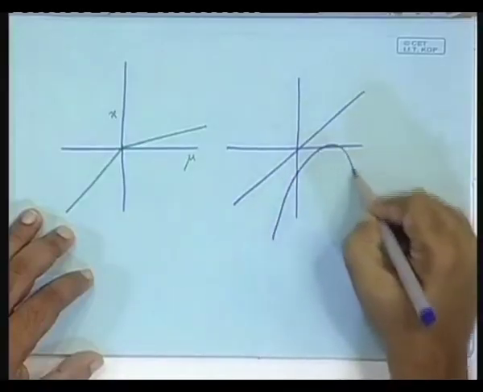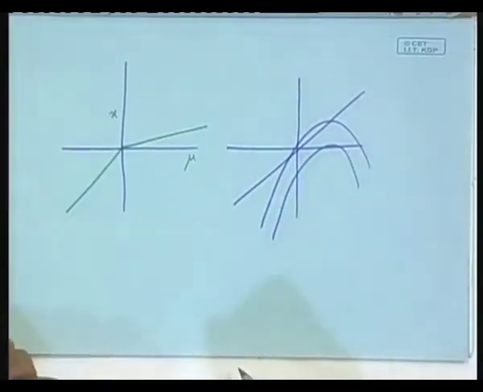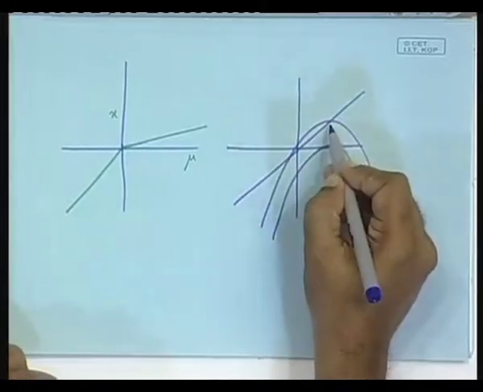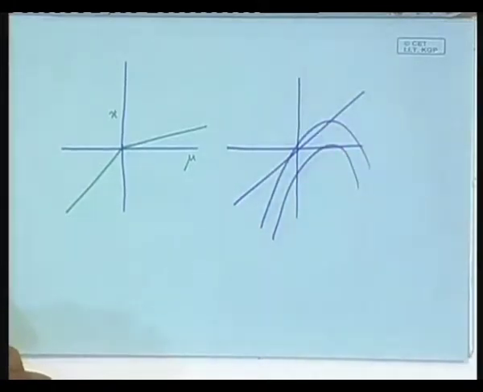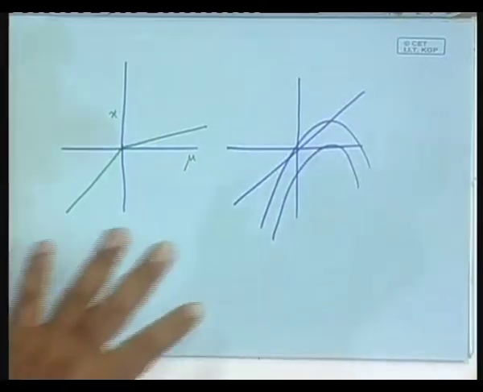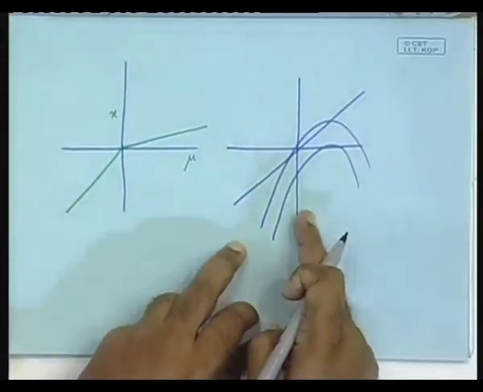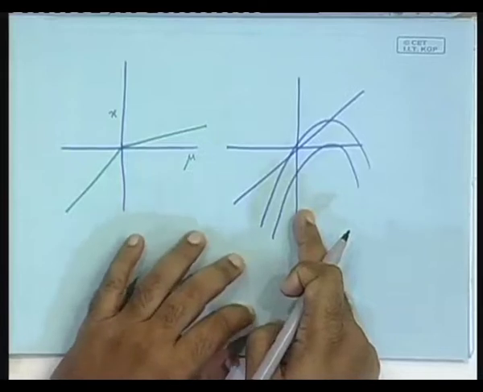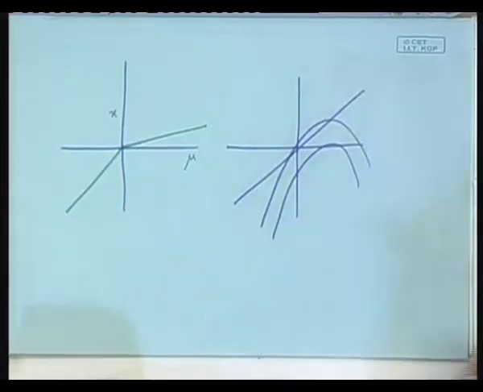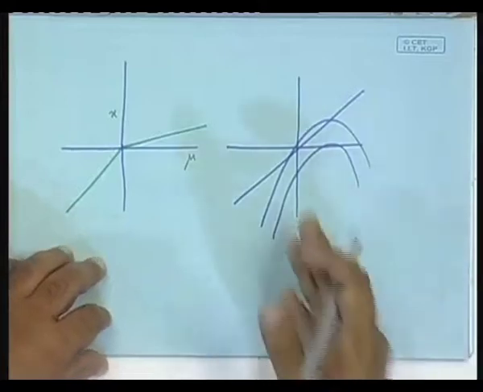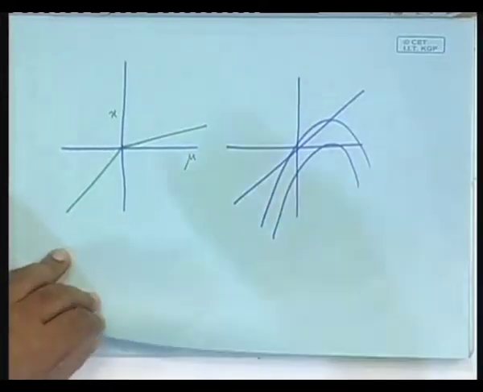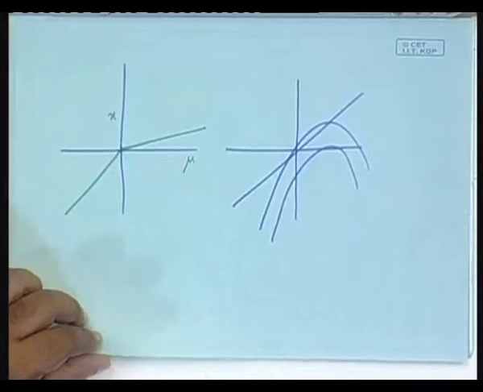Now it is not true that you have never come across this situation. You have, in fact, in a smooth system, a smooth map, you have come across this situation, where a pair of fixed points are born. Here also you have a situation like that. So it is actually the non-smooth analog of a saddle node bifurcation, or a fold bifurcation. This is also called a non-smooth fold or non-smooth saddle node bifurcation.